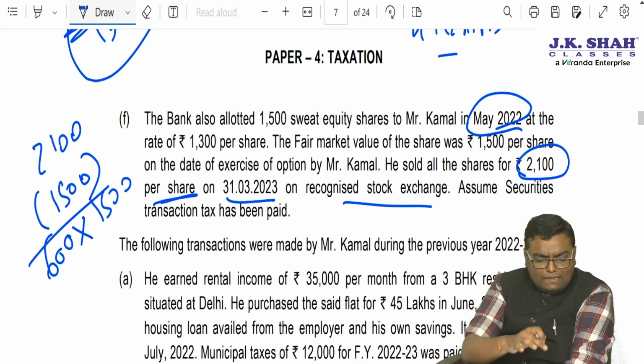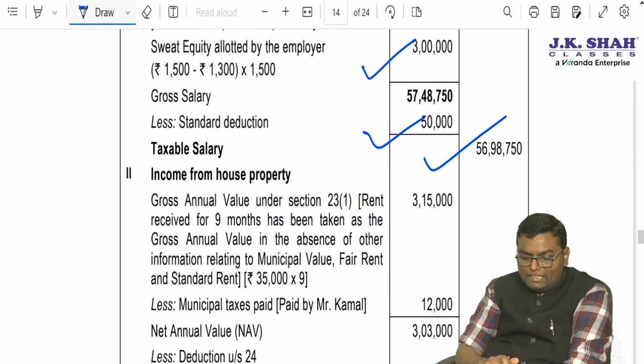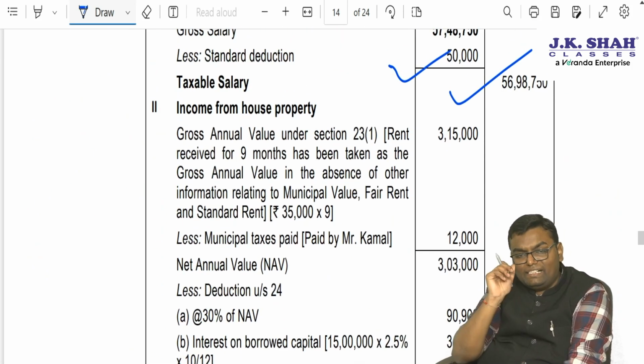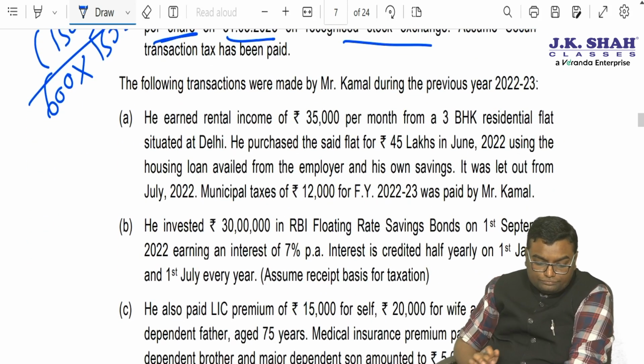So can I say all the details of salary are done? So I will get a 50,000 standard deduction. I will get my salary income, which is something like 56,98,750. Now what further have they given?